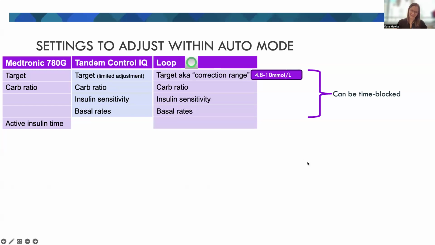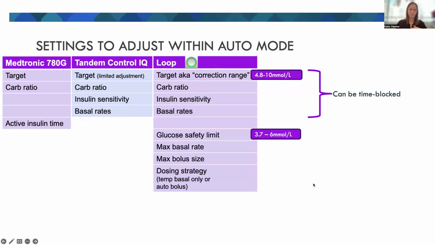In terms of the target, which in Loop gets the name correction range, there's a much wider range within which you can select the glucose target. So anywhere between 4.8 and 10 millimoles per liter can be the target. So that's a wider range of choices than what we get with the commercially available systems in Canada. There are a few additional settings, none of which are too mind-bending.